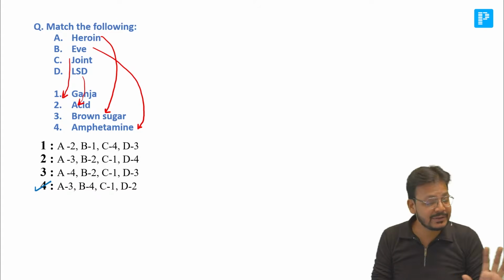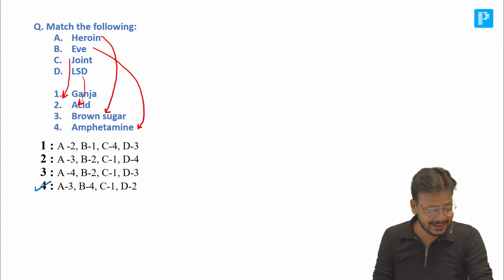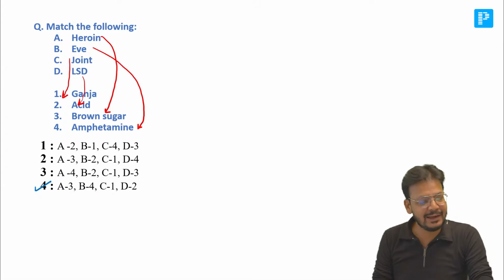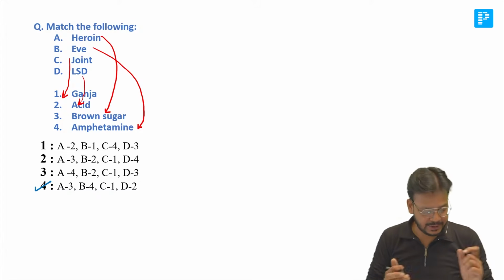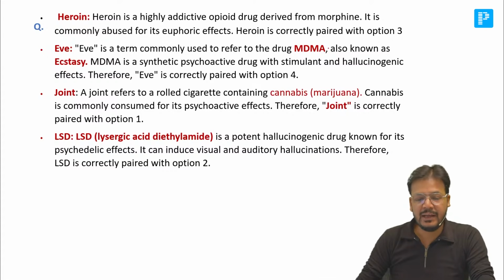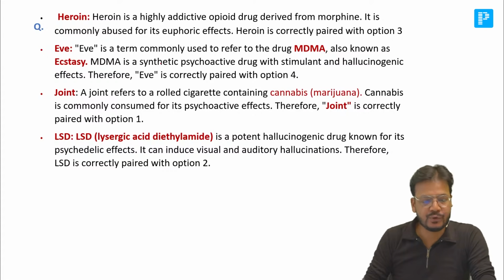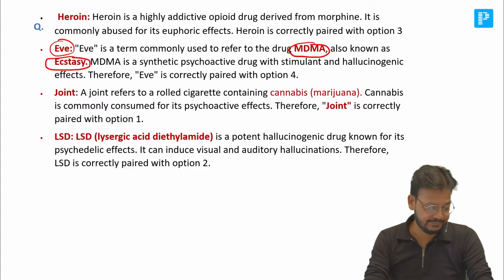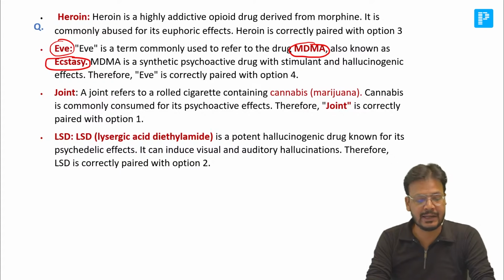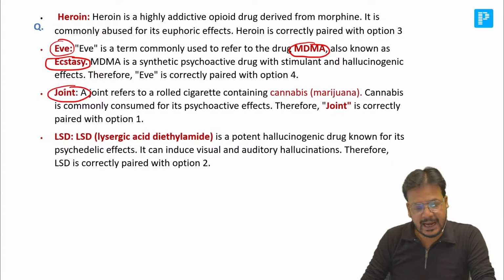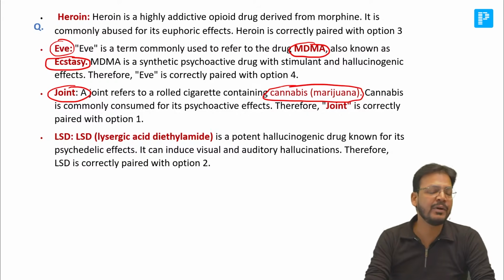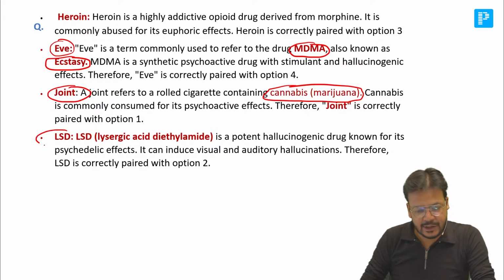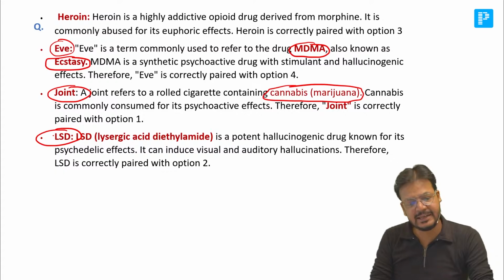Doctor sir, LSD is not love, sex and dhokha. LSD is lysergic acid diethylamide, and we also call it acid. The another name of LSD is acid. So this is a very correct explanation of this very important question. You can get this question or a variant of it in your exam. Heroin is brown sugar. Eve is MDMA, also known as ecstasy, rave drug or party drug. It causes amnesia. Joint is a type of cannabis, ganja. And LSD is also known as acid.